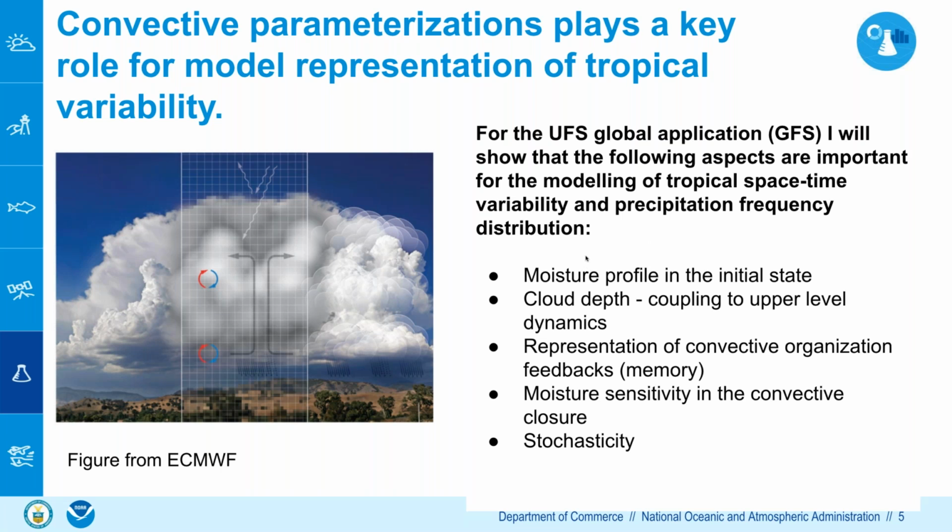So modeling of tropical space-time variability and precipitation frequency distribution is, through studies that I have made over the years, we show that the moisture profile in the initial state is important. Also the cloud depth and coupling to upper level dynamics, the representation of convective organization or mesoscale feedbacks in convection, moisture sensitivity in the convection closure, as well as stochasticity.